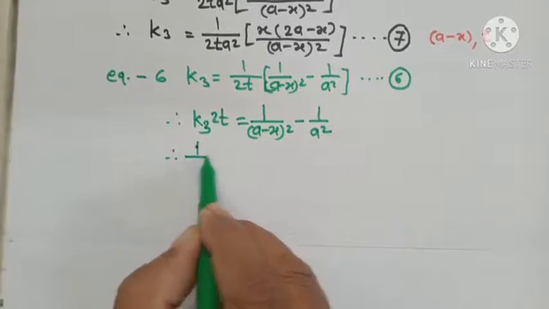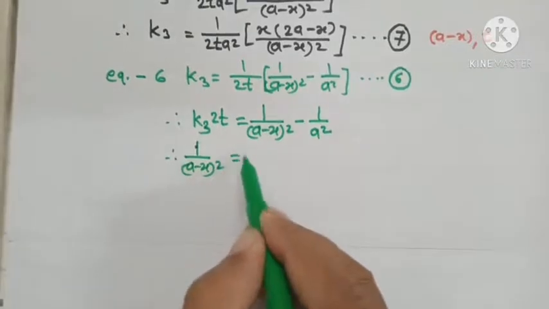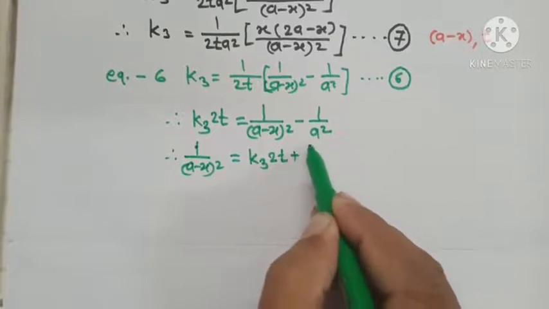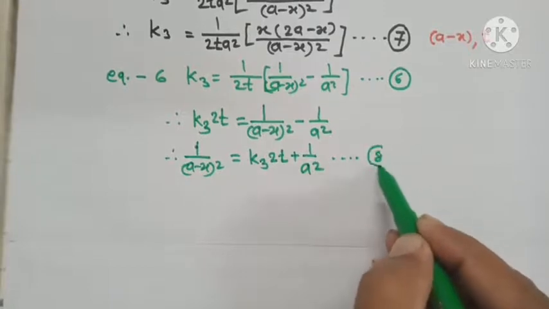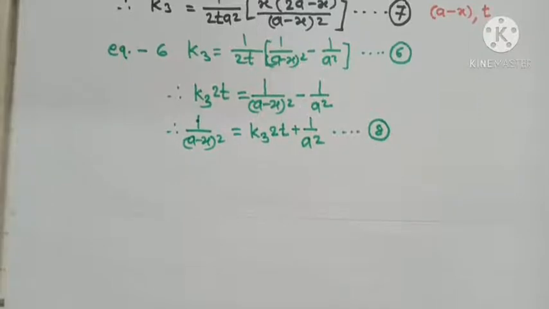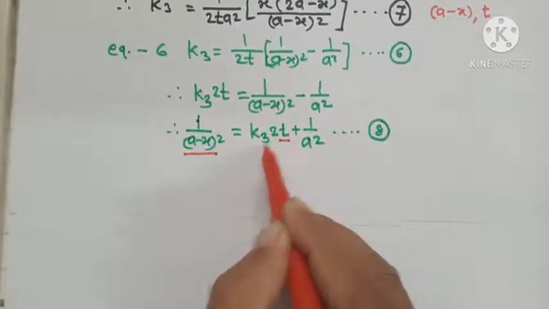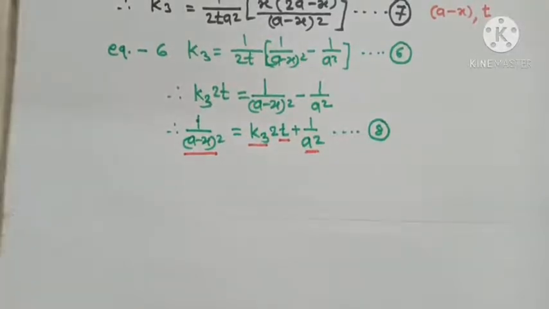So rearrange this equation. What will we get? 1 upon a minus x square, this a square is taken on this side, so we get K3 multiplied by twice t plus 1 upon a square. So equation number 8. In equation number 8, what is the characteristic of this equation? I have already told you what the variables are: a minus x is the variable and t is the variable. K3 is the constant, 2 is the constant, a is the initial term, it is constant.